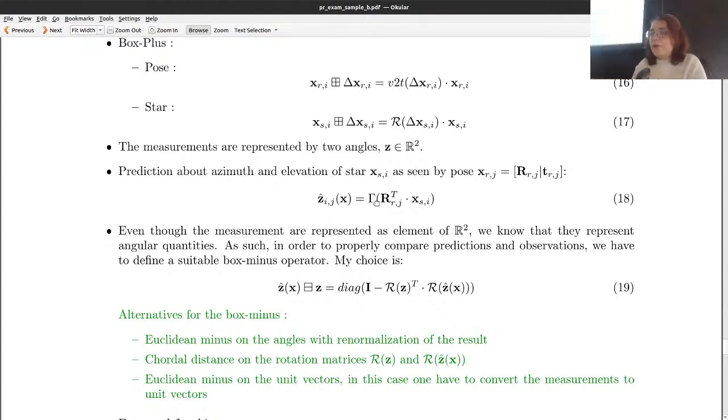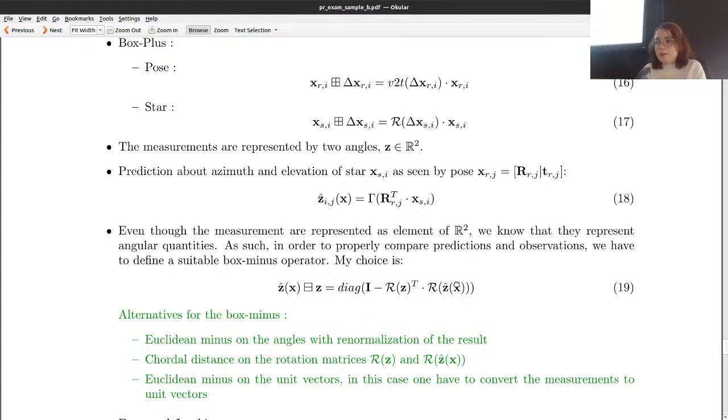After you have defined the prediction function, then you can move to the box minus operator in case you need it. Because as I was mentioning, it might be that you decide to keep your measurement as a unit vector, then you will have the chordal distance as a box minus. Otherwise, you can decide that you turn the measurement into a rotation matrix, and then, as an example, you can use equation 19, where you're saying that your prediction should be as close as much to your measurement, and this can be expressed by the fact that the product of the rotation matrix obtained out of the measurement transpose times the rotation matrix obtained out of the prediction should be as close as possible to the identity.